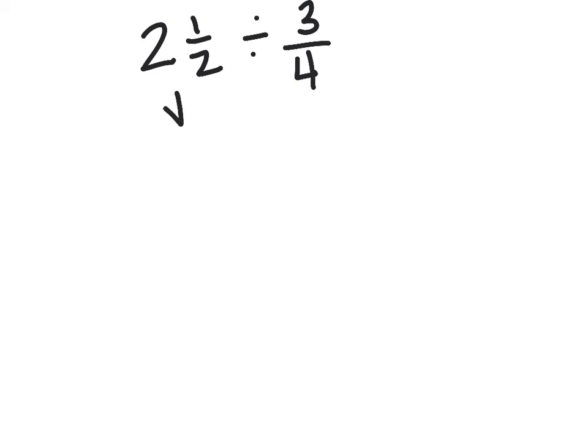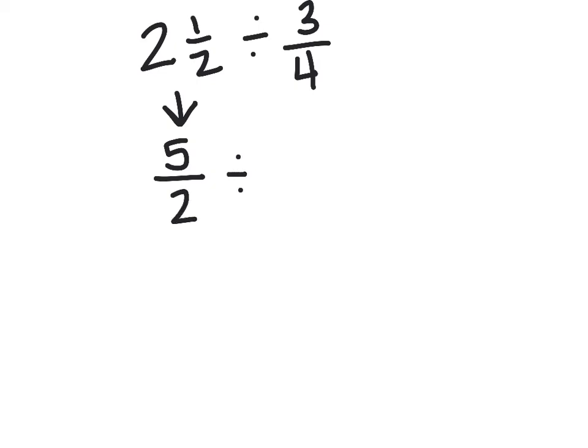The third method we can use, I like to call the keep, change, flip method. And this is a good method to use if you have mixed numbers. So if you have a problem such as 2 1/2 divided by 3/4, we might want to use the keep, change, flip model. Now the first thing we're going to have to do is change 2 1/2 into an improper fraction. If you're having trouble remembering how to do that, please see the video on how to change a mixed number into an improper fraction. I'm going to do 2 times 2, which is 4. 4 plus 1 is 5. So 2 1/2 is equivalent to 5 halves.